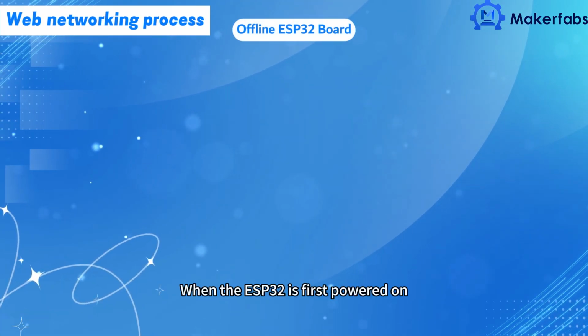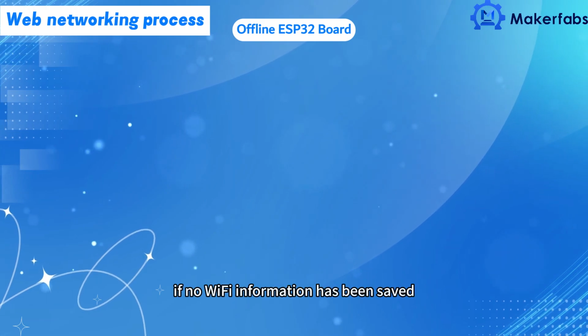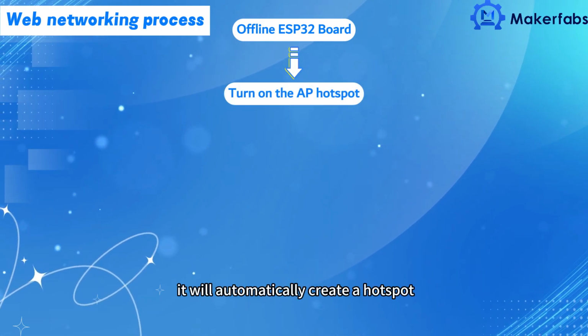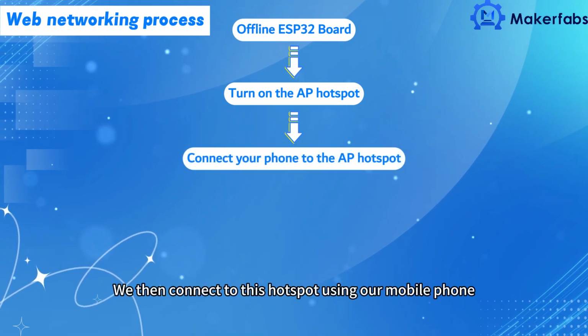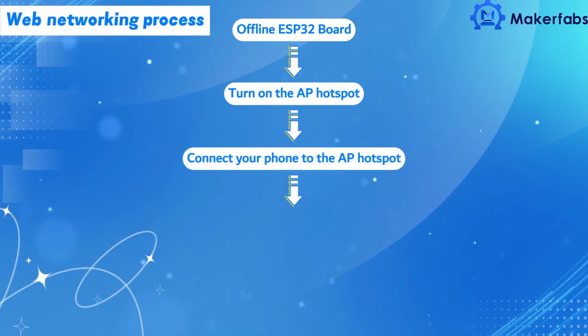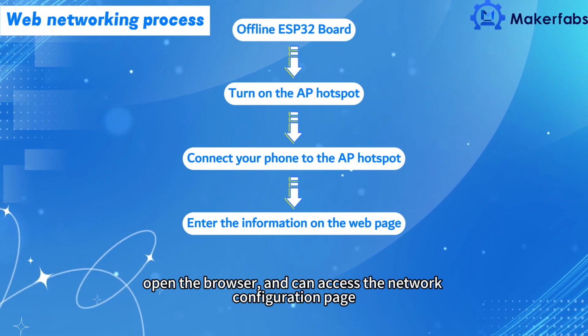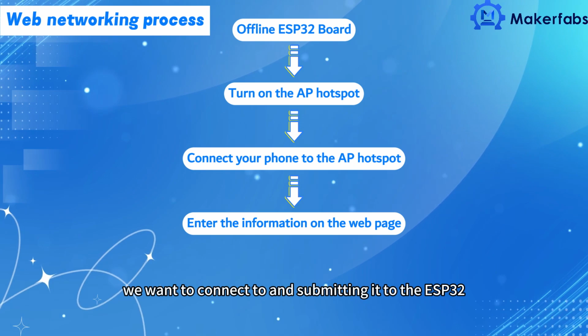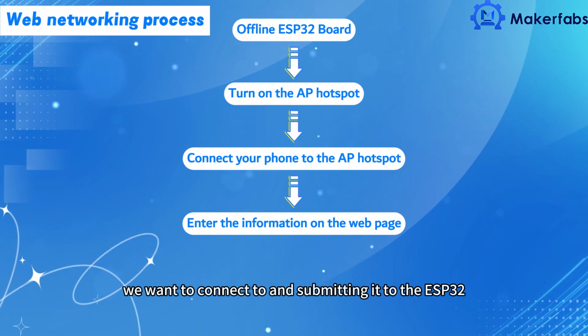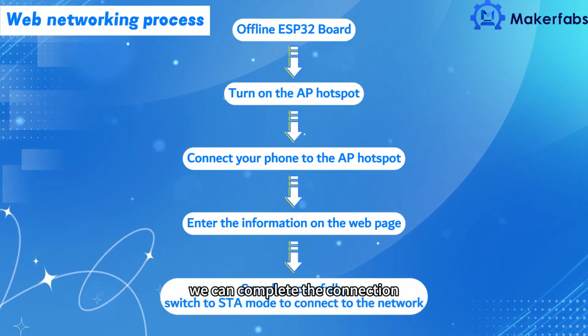When the ESP32 is first powered on, if no Wi-Fi information has been saved, it will automatically create a hotspot. We then connect to the hotspot using our mobile phone, open the browser, and can access the network configuration page. By entering the Wi-Fi password we want to connect to and submitting it to the ESP32, we can complete the connection.